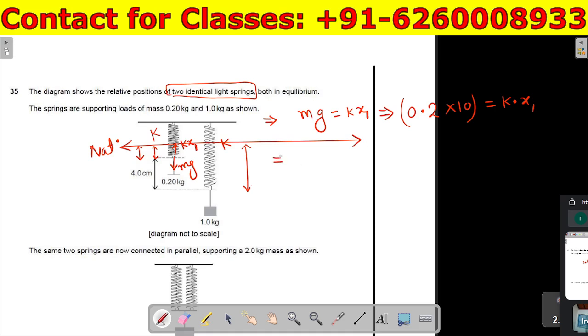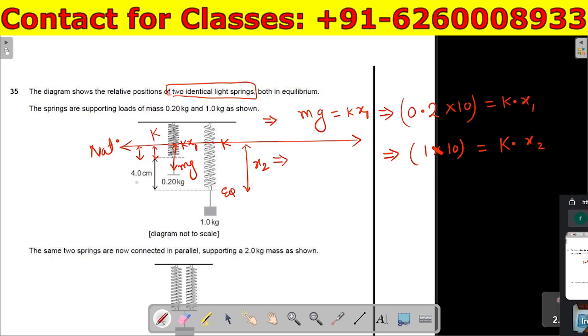Let us write the equation for the second block. The second block will have the weight mg again, so I can write the value directly: 1 into 10, that is m into g, equals k. k will be the same because both springs are identical, times the deformation x2. Deformation is calculated from the natural length. This is the equilibrium position, but I am calculating from the natural length, so let us suppose this is x2.